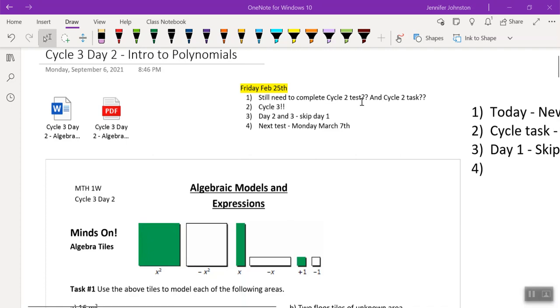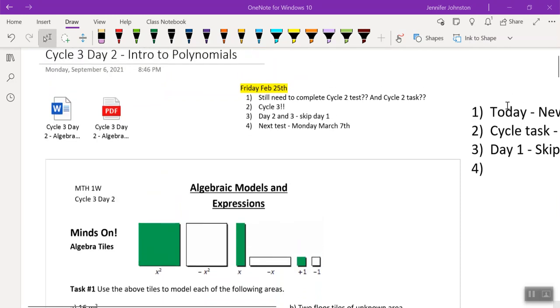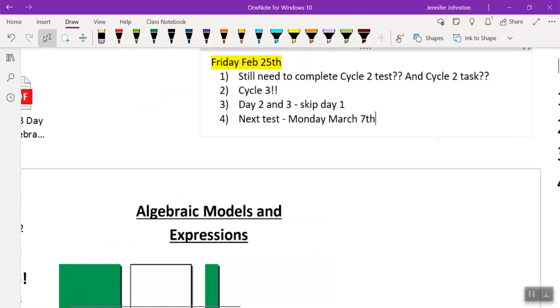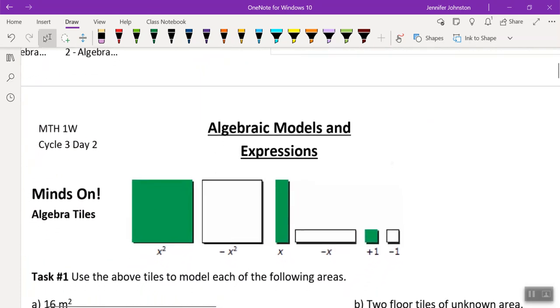If you still need to complete your cycle 2 test, you can do that on Monday, as well as your cycle 2 task. Could you please complete that over the weekend and hand it in for Monday? We're going to be looking at cycle 3, so if you have those, go and grab them. If you don't, you can grab a piece of paper and sketch some things down on the paper. Again, today we're looking at day 2 and 3, skipping day 1, and just looking ahead, our next test will be on March 7th. All right, so let's go ahead and look at this.